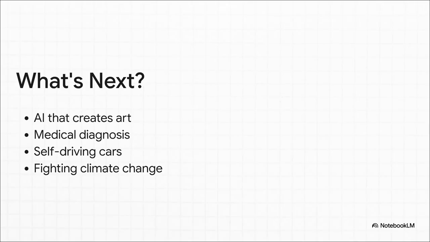I mean, the stuff that's on the horizon is just mind-blowing. We're talking about algorithms that can help doctors spot diseases years earlier, or AI that can create stunning works of art. Self-driving cars, sure, but also algorithms designed to tackle huge problems like climate change. The recipes are getting way, way more powerful.